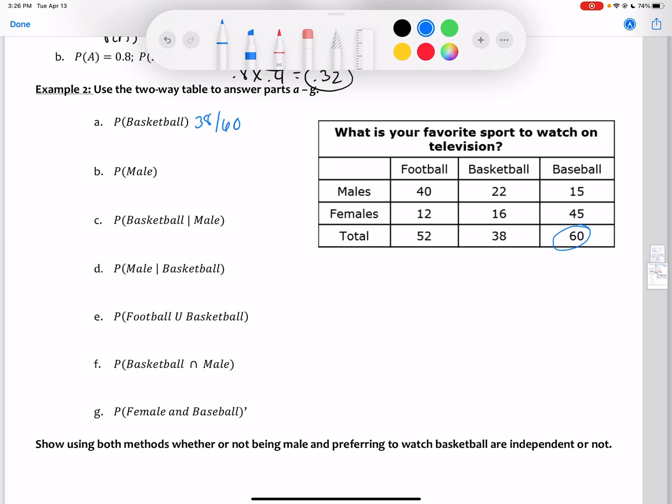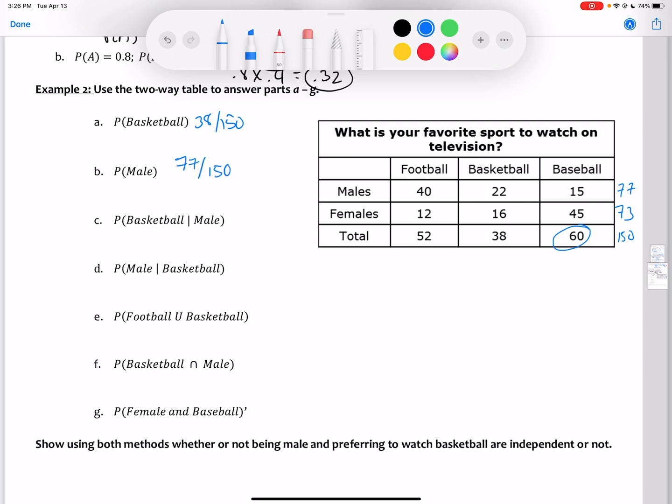Probability of males is going to be, and I don't have those totals yet, so that's fun. I have to add all those together. So 40 plus 22 plus 15 is 77. Ooh, I actually need to go back from here too. I have to get those big totals there. So 77. And then we have 12 plus 16 plus 45, which is 73. So actually, this big total is 150, so that's the denominator for my first one. Sorry about that. Okay, probability of males, so how many total males there are? There's 77 out of 150.